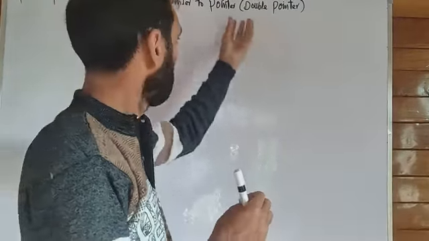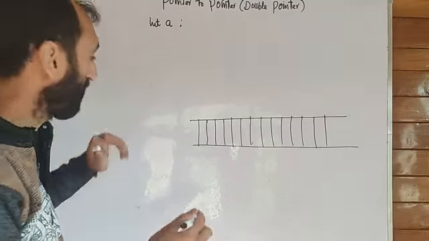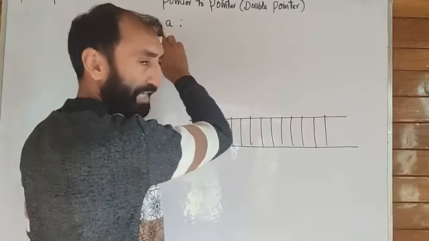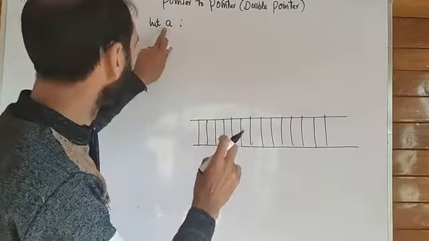For example, a is a memory location, that is the variable. Here a is of type integer. That means the memory manager will allocate 4 bytes of memory for this declaration, for this variable.